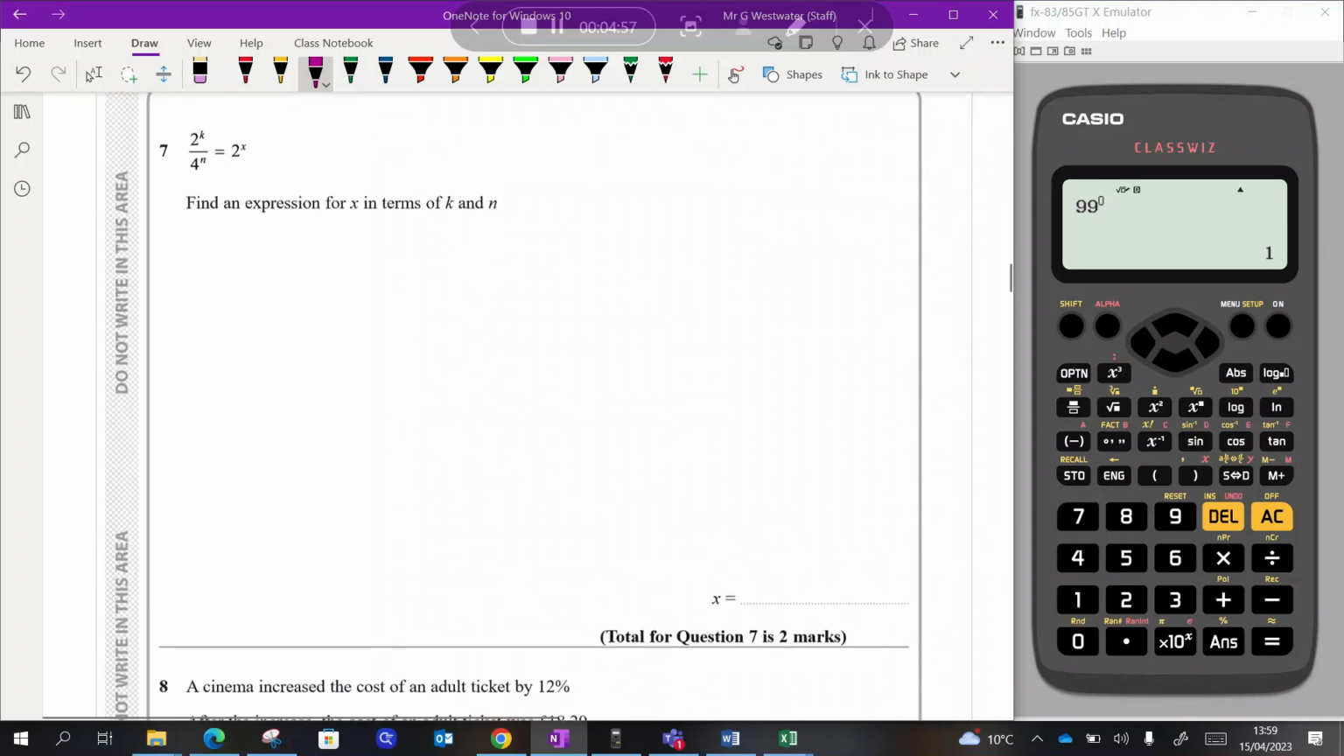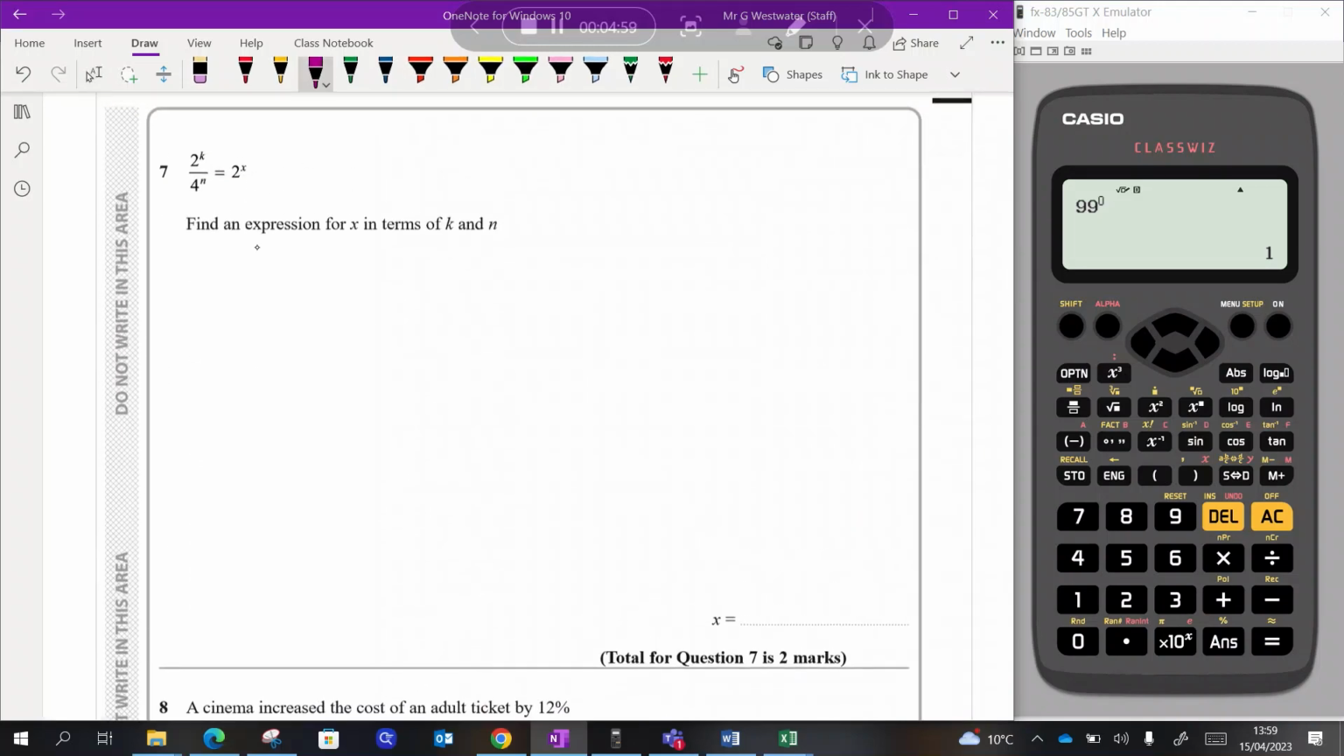On to question 7. Okay. Find an expression for x in terms of k and n when we have 2 to the k over 4 to the n equals 2 to the x. Here we're playing around with indices and we are trying to make everything into a common base. So the first thing I'm going to do is rewrite this as 2 to the k over 2 squared to the n equals 2 to the x. So now everything is in base 2.